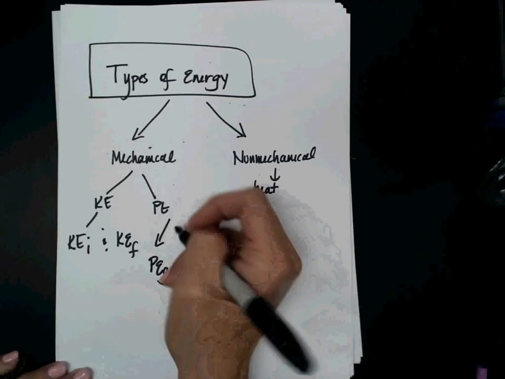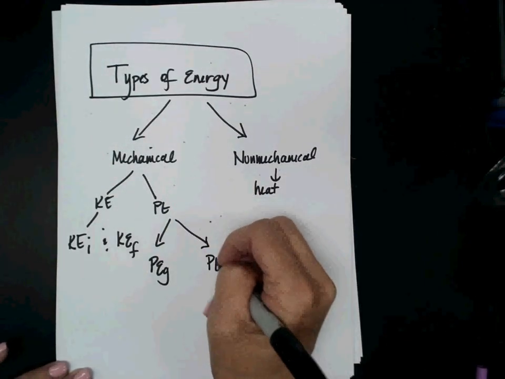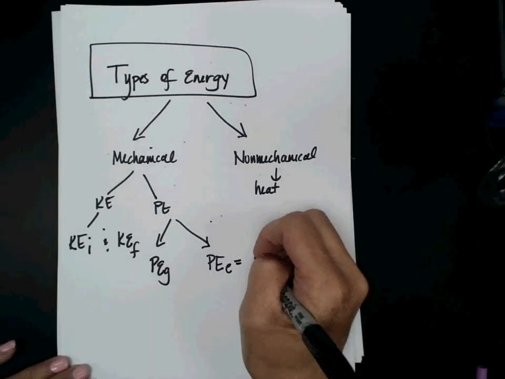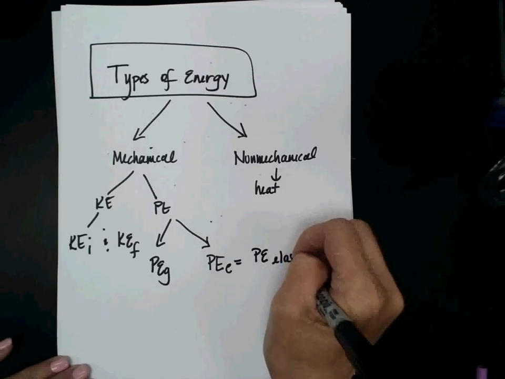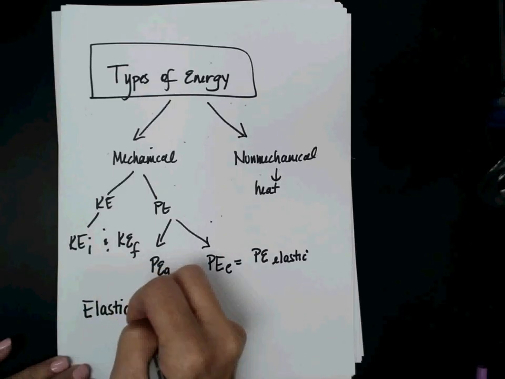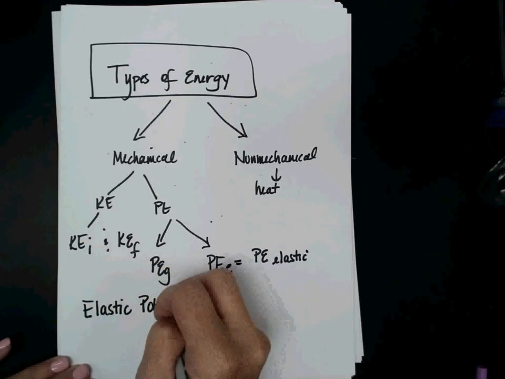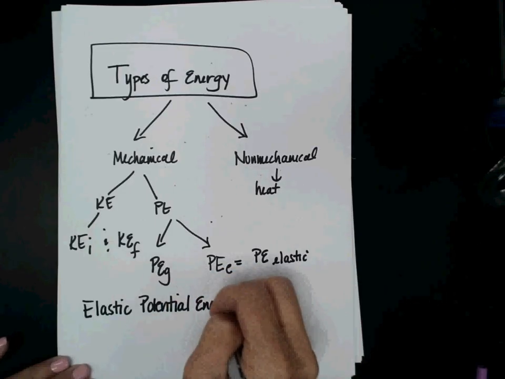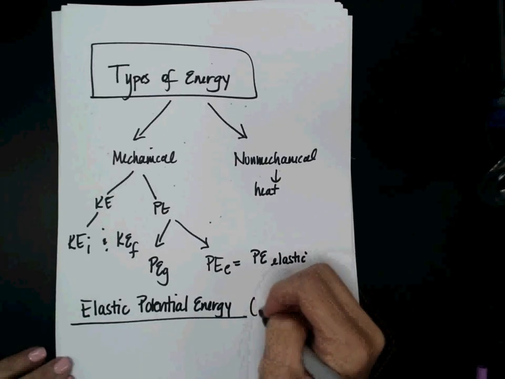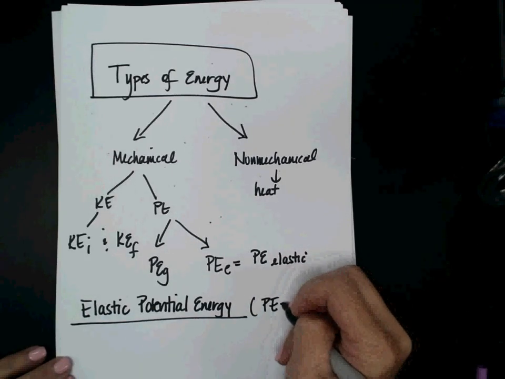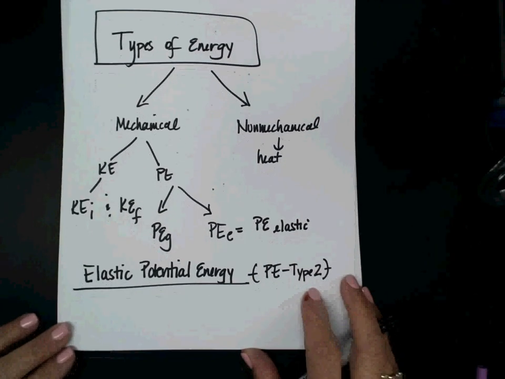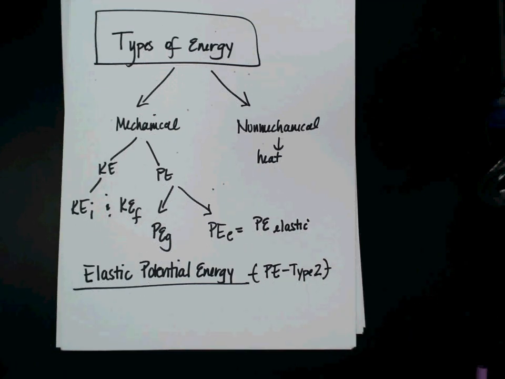And today we're going to look at what's called PEE, which is equal to potential energy elastic, or it's actually called elastic potential energy. And it is the last type of energy that we're going to look at any math with. This would be called sometimes PE type 2. If you have a text that refers to type 1 and type 2, type 1 is always gravitational, type 2 is always elastic.